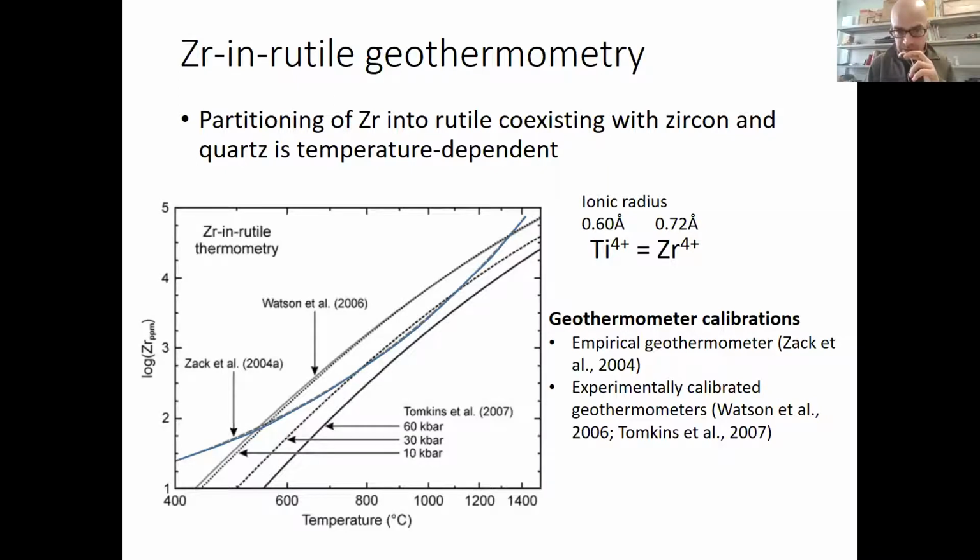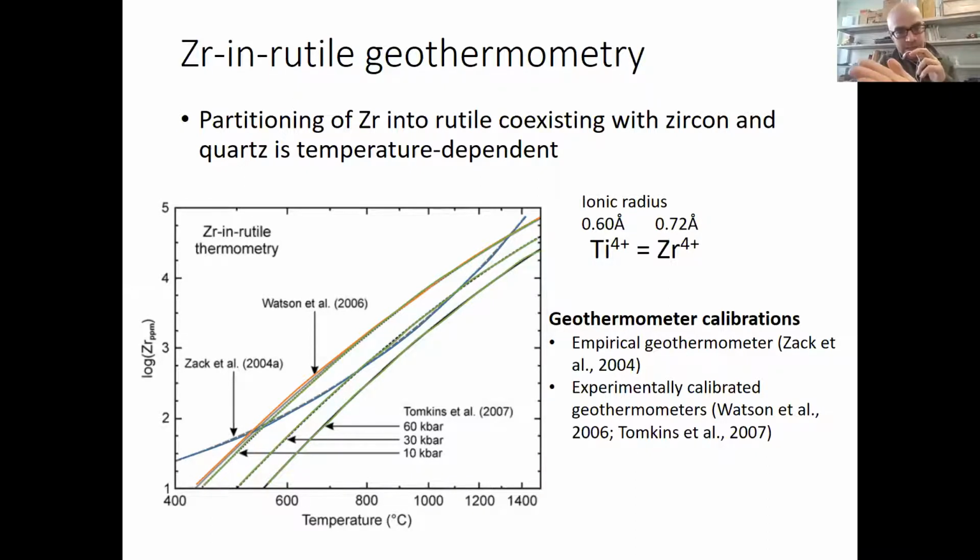And after that, other people have conducted experiments where they essentially equilibrated rutile with zircon and quartz in water saturated conditions in the lab. And so then at different temperatures, they measured the amount of zirconium in rutile, and then they obtained an experimentally calibrated geothermometer. We also have an even later calibration of the thermometer done by Tompkins et al. 2007, where they also considered the effect of pressure.